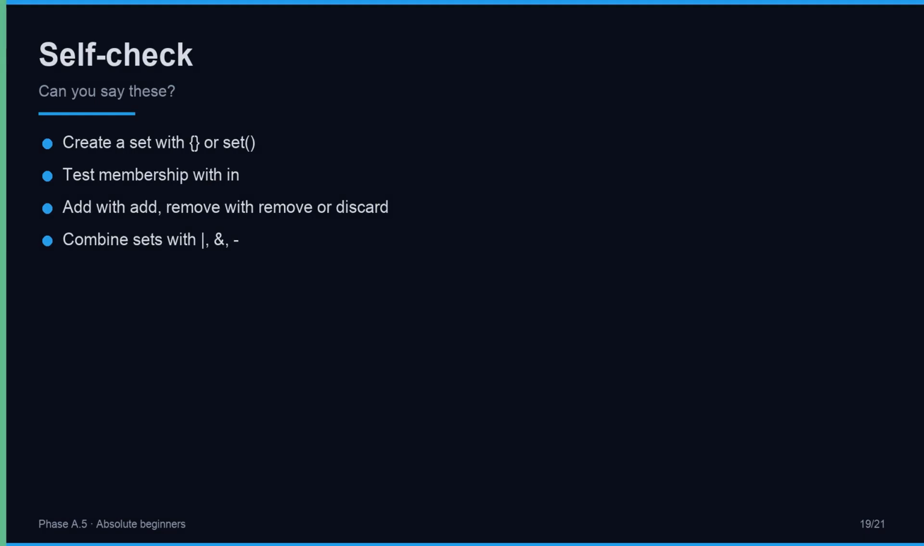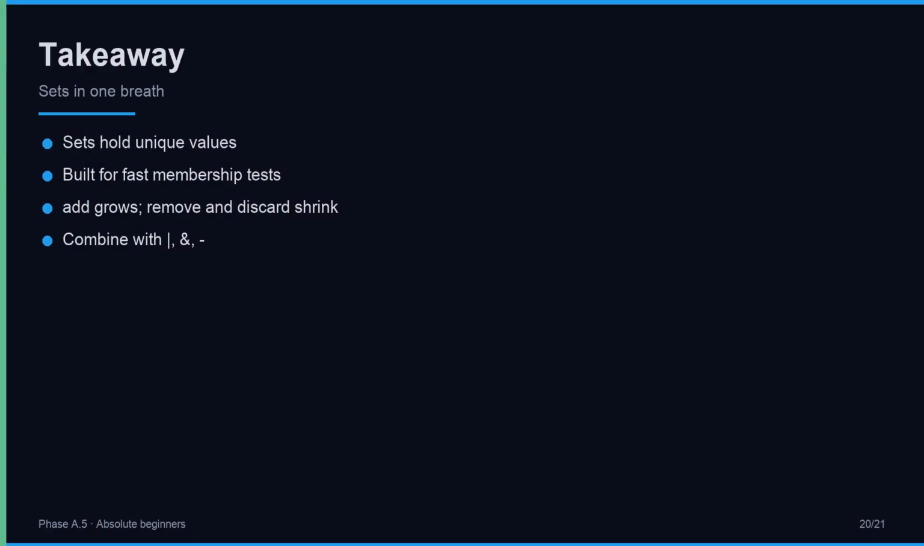Quick self-check. Can you create a set two ways, literal curly braces and the set function? Can you test membership with the in keyword? Can you explain why discard is safer than remove? Can you name the 3 set operators, pipe for union, ampersand for intersection, minus for difference? If any of these feels shaky, rewind the matching part. You do not need to memorize everything, just hold the shape of what sets are good at. Say each out loud.